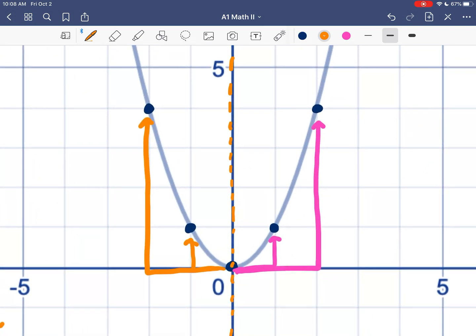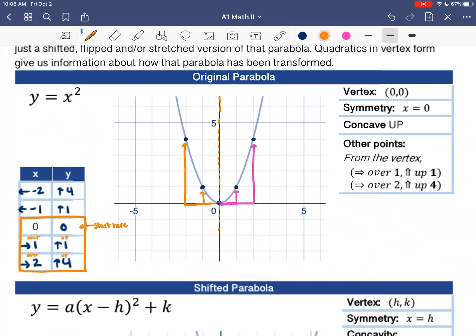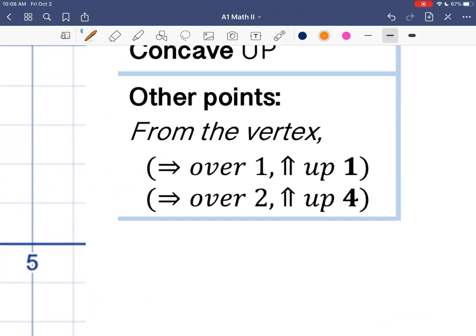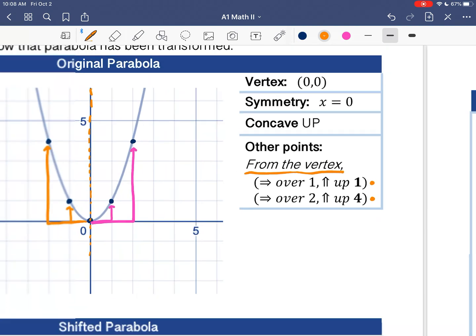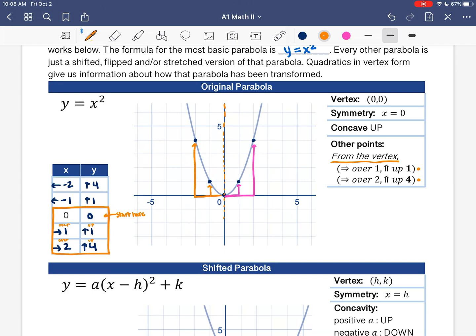So graphing parabolas is just a matter of remembering over 1, up 1, and over 2, up 4, which is where this is coming from. We go over from the vertex, that's the starting point. You go over 1, up 1 to get 1 point, and then over 2, up 4 to get the other point. Yeah, and every parabola that's not stretched at all will be the same. So it'll be over 1, up 1, and over 2, up 4.